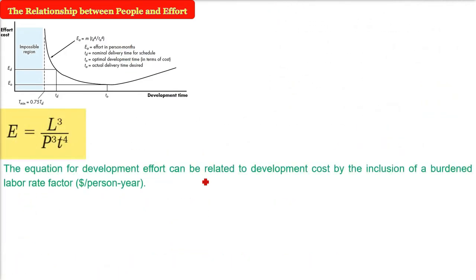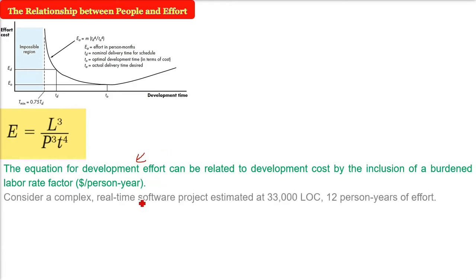Now if you have the amount that is, say, $8,000 paid per month to a person like this, you can also compute the cost. We have already done this in the previous discussions while we were doing the project estimation. But let me take an example of this particular equation. Just consider a complex real-time software project estimated at lines of code as 33,000. The capital L is 33,000.